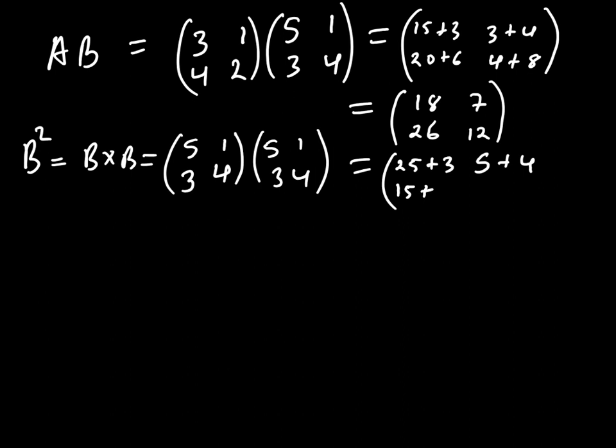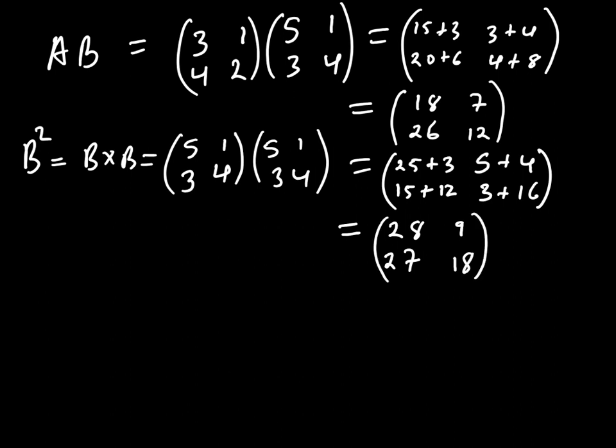Plus 4 by 3, which is a 12. Then 3 by 3 is a 3 plus 16. Okay, yeah, 15 plus 12. So let's add. What do we get? We get 25 plus 3 is 28. And then we have here 9. Then 15 and 12 is 27. And then 3 and 16 is 19. So B squared gives us this.